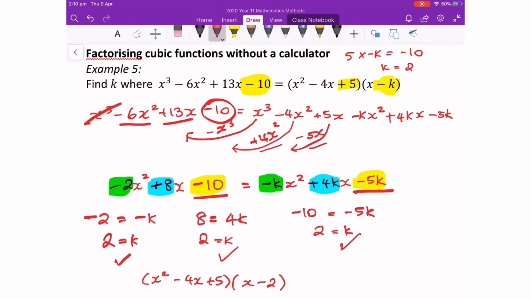And you don't even have to work out any of the rest. Just knowing your knowledge of expanding, you can know that these two bits here are going to equal negative 10. And that's how you can find k.